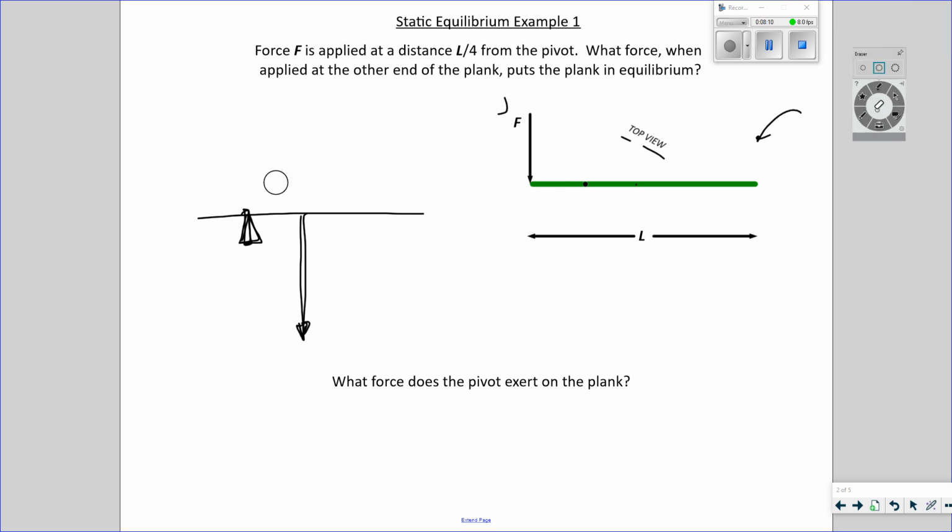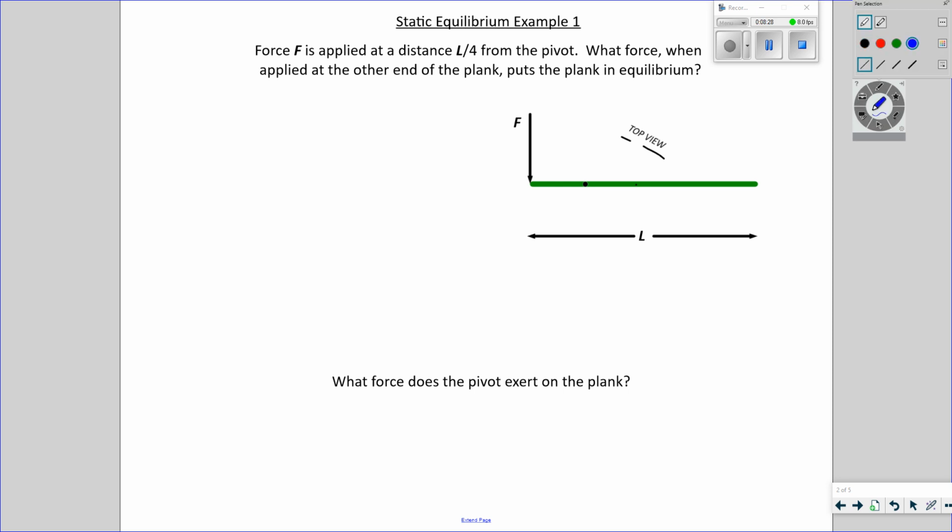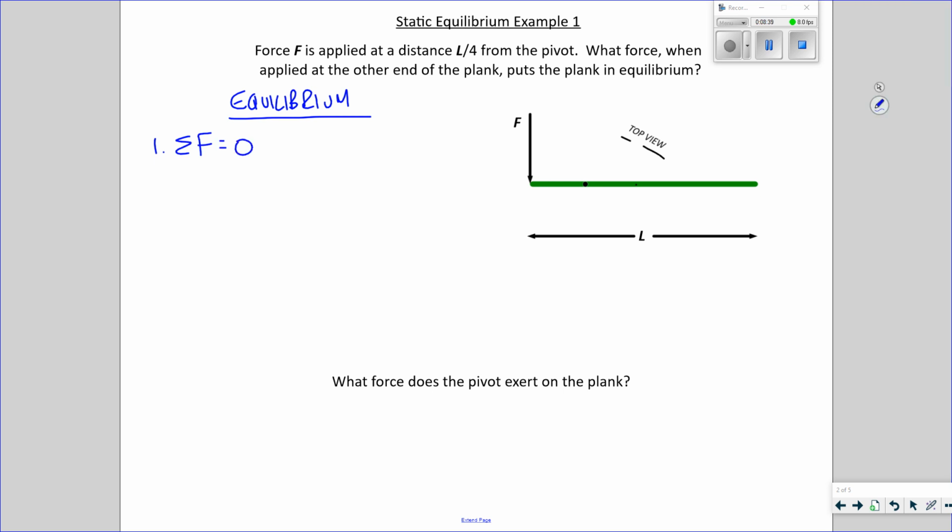So here's an object, a plank. We apply a force F at one end, and we want to put this object in equilibrium. Equilibrium means two things for us. One, from our old days, the sum of all the forces acting on this object is 0. New and improved, number two, it means that the sum of all torques on an object must be 0.